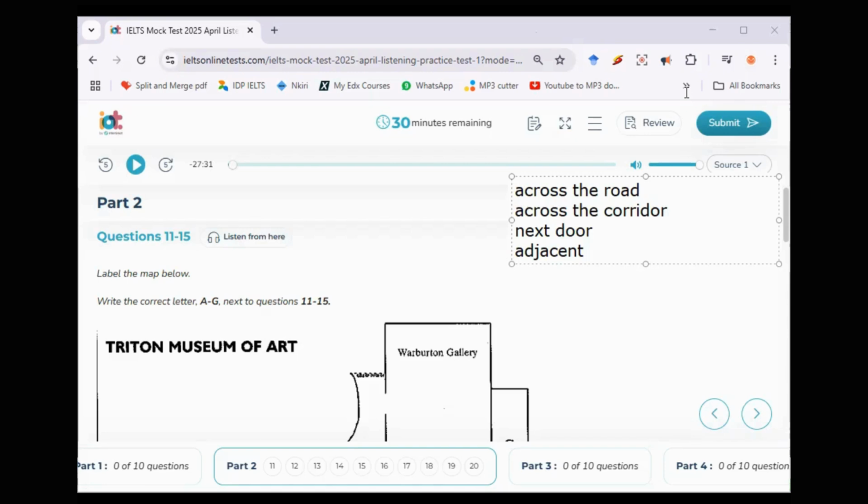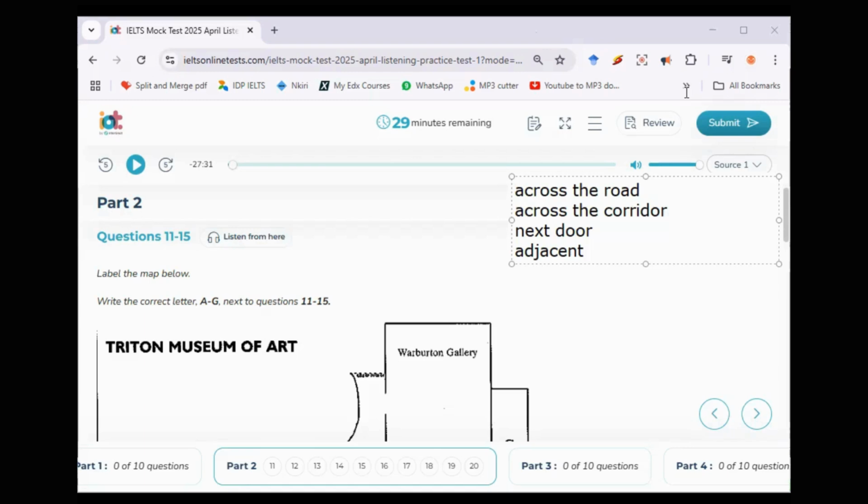Adjacent is not across the road. If you have a road, okay, and there's a building, let's call it building A, on one side of the road. If I cross that road to the opposite side of building A, I see building B on the opposite side of the road. Then building B is not adjacent to building A. Building B is actually opposite building A. But if I look at the side, maybe to the right or to the left of building A, and I see another building, let's call it building C, then we say that building C is adjacent.